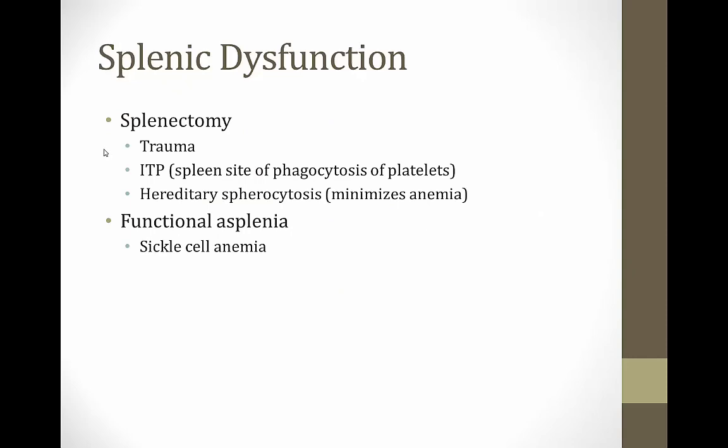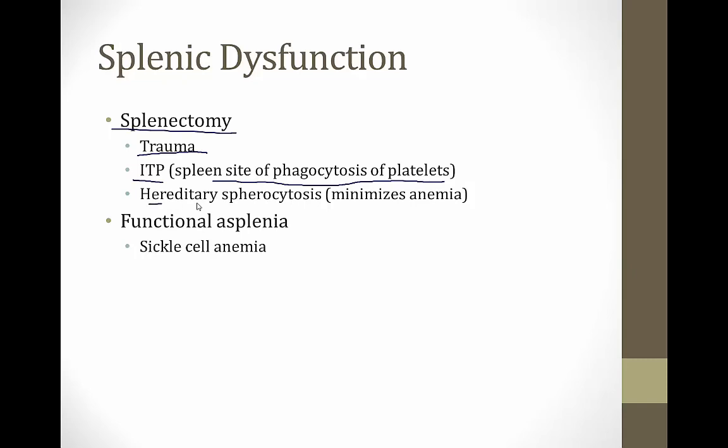So why would someone have absence or a non-functional spleen? Well, one of the first reasons is if their spleen has been removed by a surgical procedure. One of the most common reasons this is done is because of trauma. If trauma causes bleeding at the site of the spleen, the organ is often removed because you can survive without it. Another reason that people will sometimes electively have their spleen removed is idiopathic thrombocytopenic purpura. This is a condition where there's increased consumption of platelets and low platelet counts, and the spleen is a major site of phagocytosis of platelets. So by removing the spleen, you can sometimes increase the platelet count for these patients.